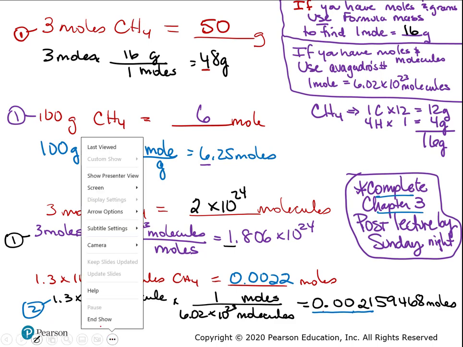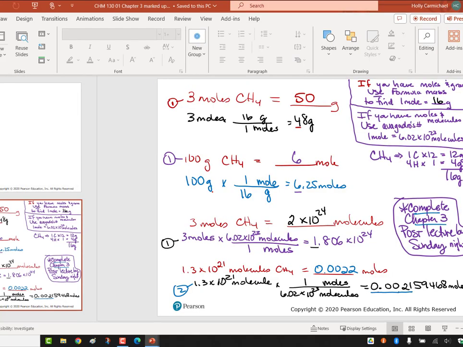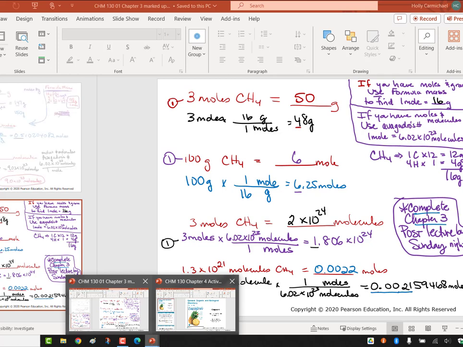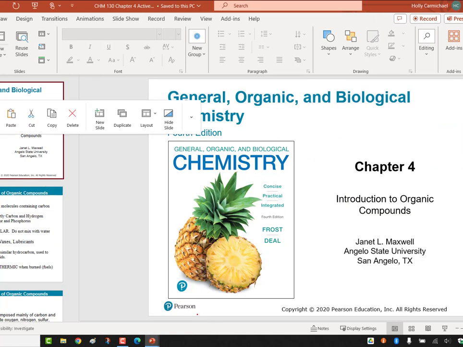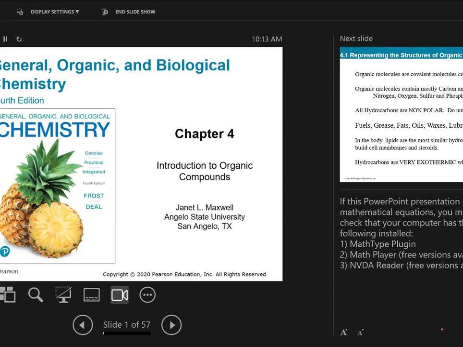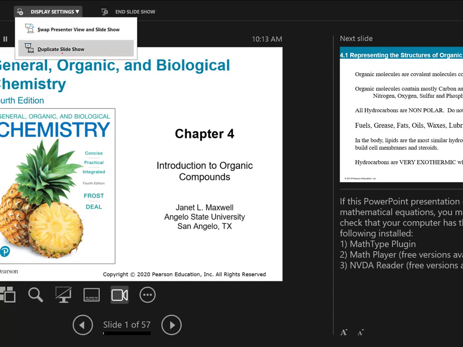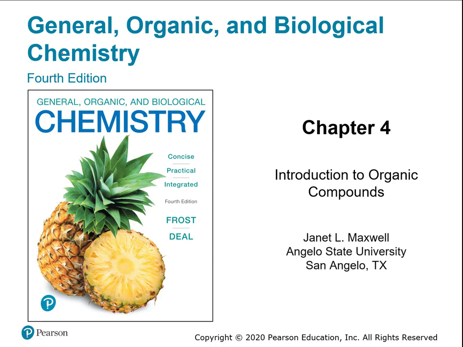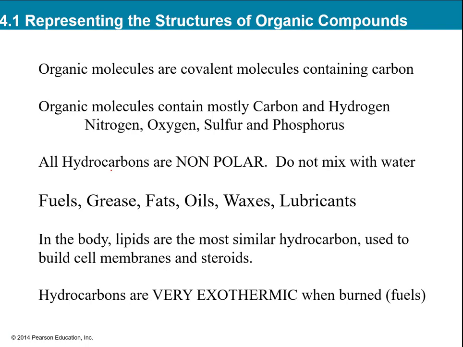Okay, so that finishes chapter 3. Chapter 4 goes on and looks more specifically at organic compounds. When we talk about organic, people always think, oh, that means it doesn't have any pesticides or insecticides. No. Organic foods don't have any of those things added to them. But organic compounds are any compounds that contain carbon, as a general rule.